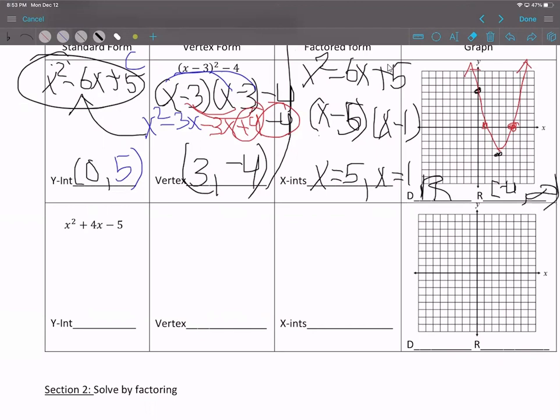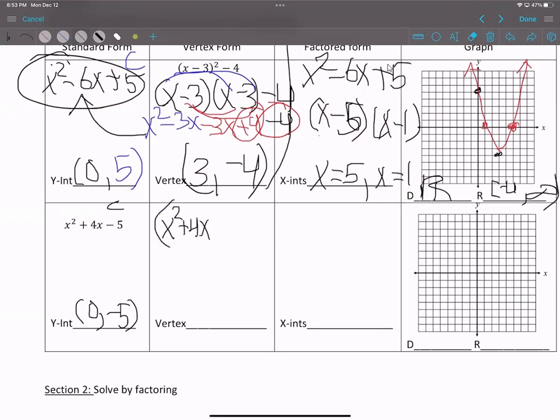All right, let's just look at another one. If they give you standard form, first off, we can get our y-intercept. So it's 0, comma, your c. So our c in this one's -5. So to get the vertex, you have to get vertex form. So we're going to have to complete the square to do that.